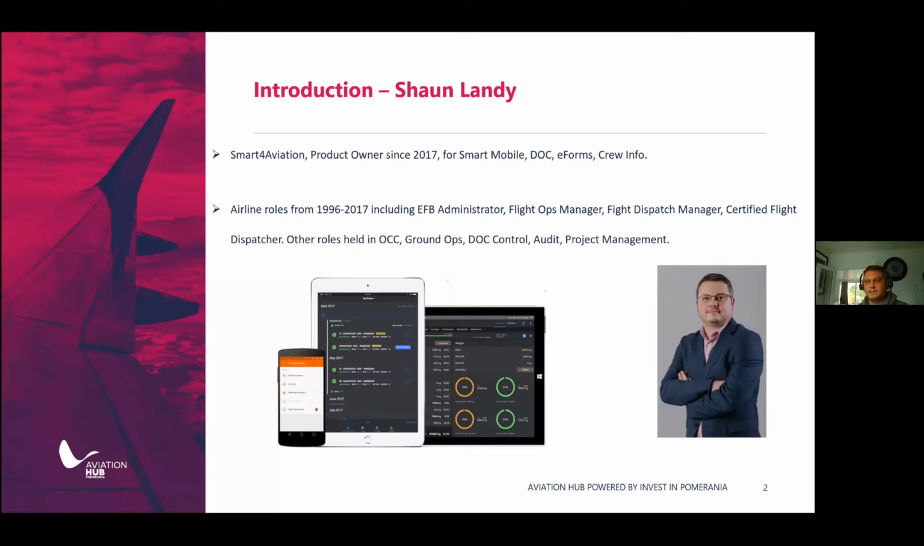And for the last 7 or 8 years that I was employed with Thomas Cook in the UK, I held positions of EFB Administrator and Flight Ops Manager. I also worked on a shift basis in the flight dispatch and flight planning departments as well, and ops control, where I became a certified flight dispatcher too.